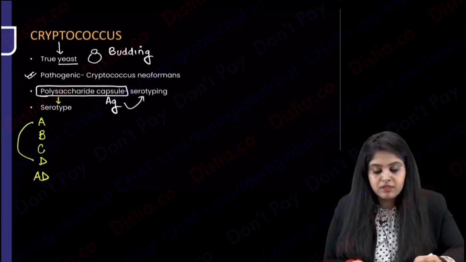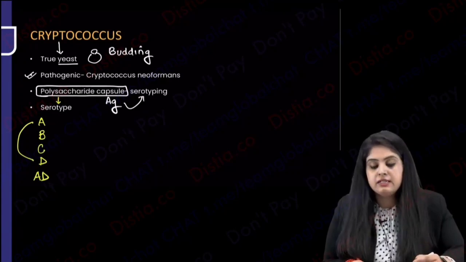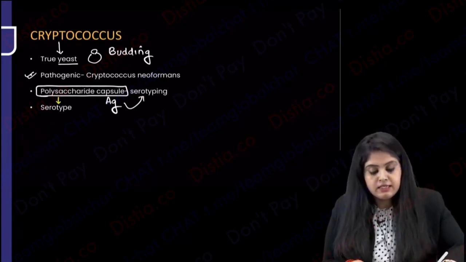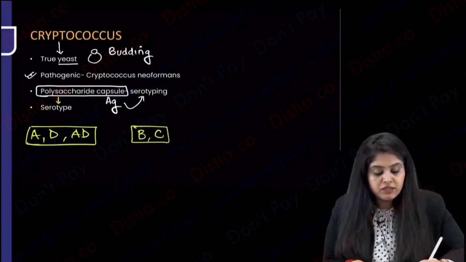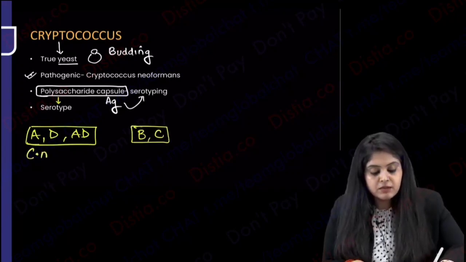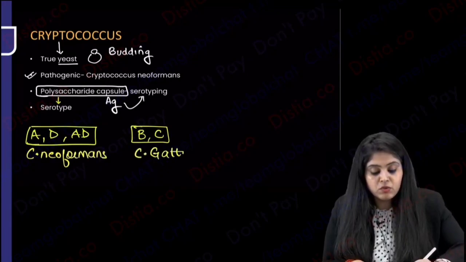But now I'm going to change that a little. I am going to write A, D and AD together. A, D and that hybrid AD I'm going to write together. Whereas B and C I'm going to write in a separate version. Why is that so? Because A, D and AD are coming under Cryptococcus neoformans, and B and C are coming over the next one, and that is Cryptococcus gattii.